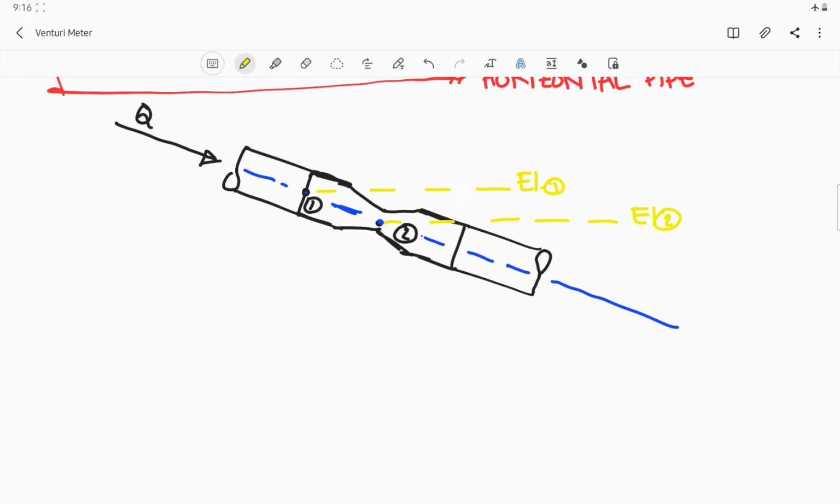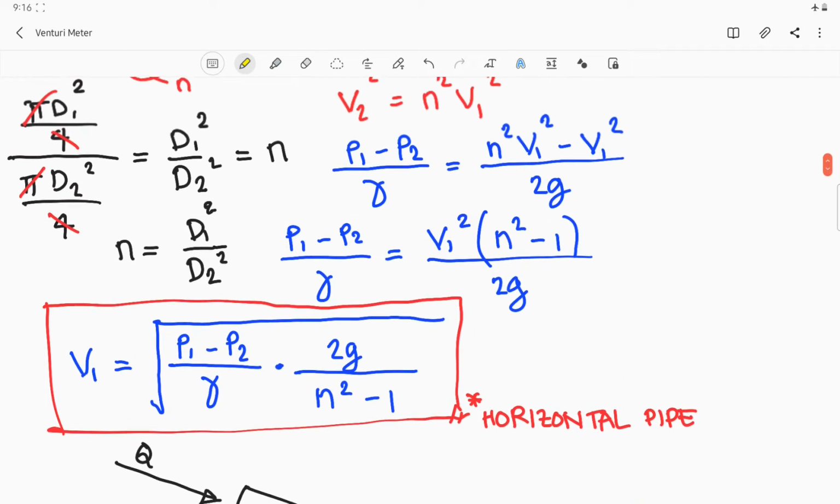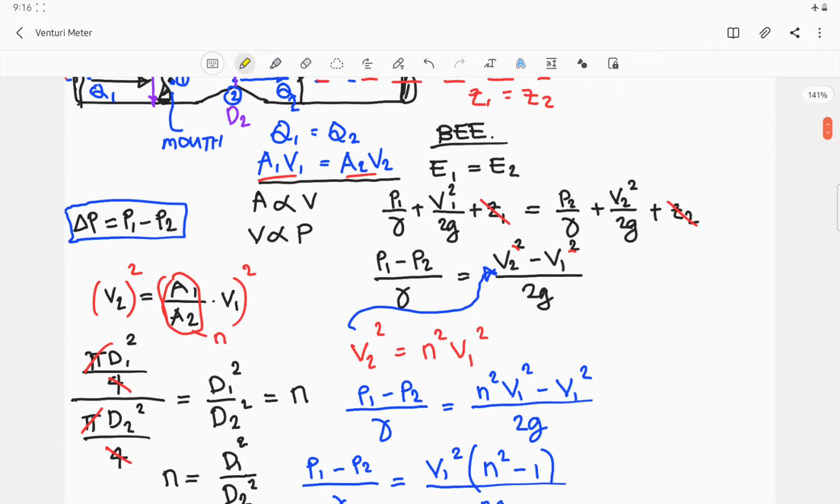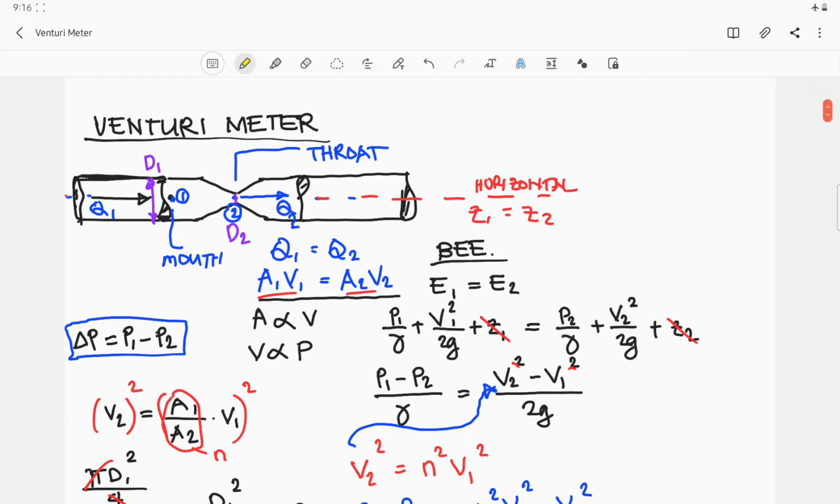Good afternoon once again. We will continue with our discussion in Venturi meter. The last time, I showed to you the derivation, or how did we come up with the equation in order to solve for the velocity in the Venturi meter. But last time the Venturi meter was horizontal, so that we cancel out Z1 and Z2.